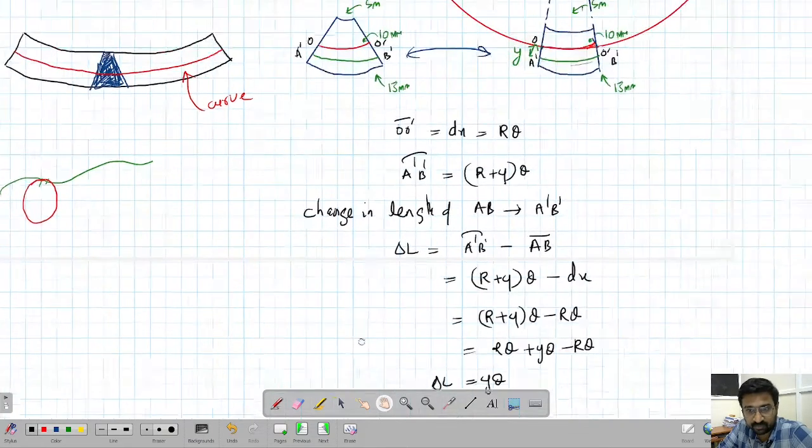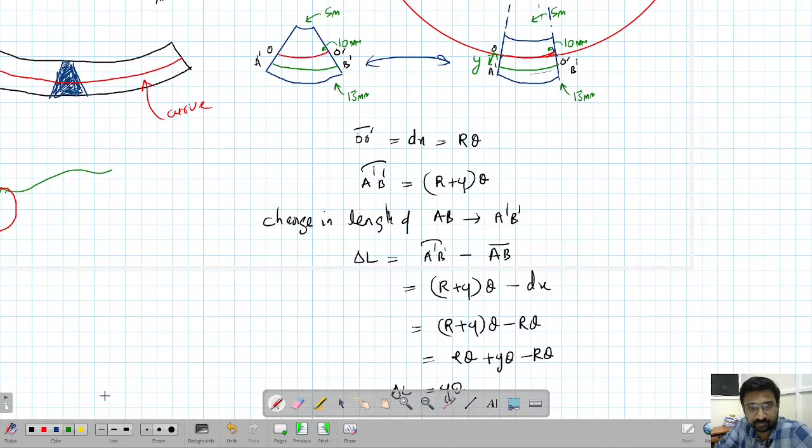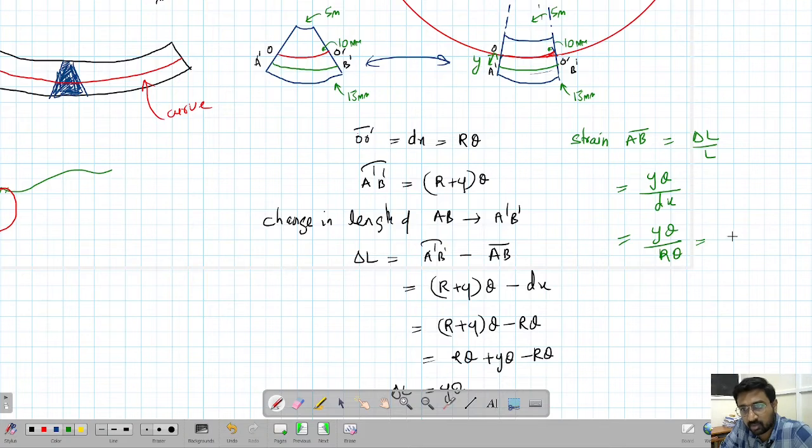So what will be the strain? Strain of AB will be change in length upon original length. Okay, now what is change in length? y theta. What is original length? Original length is dx. So this is same as y theta upon dx, which is nothing but r theta equal to y by r. So this is what? Strain. So strain equal to y by r.